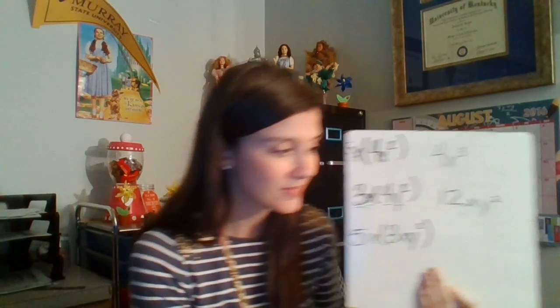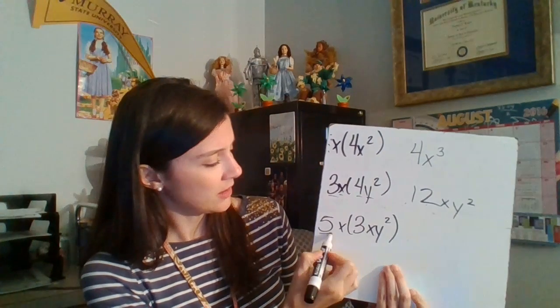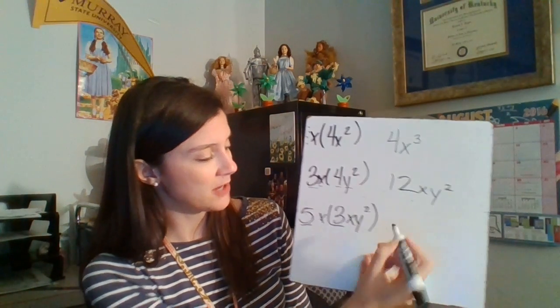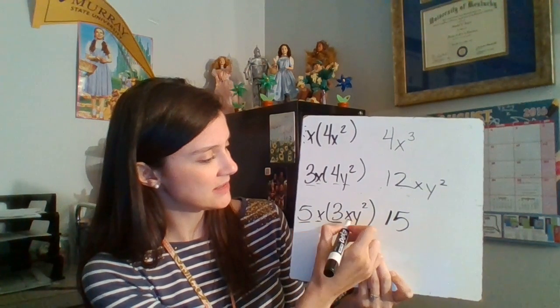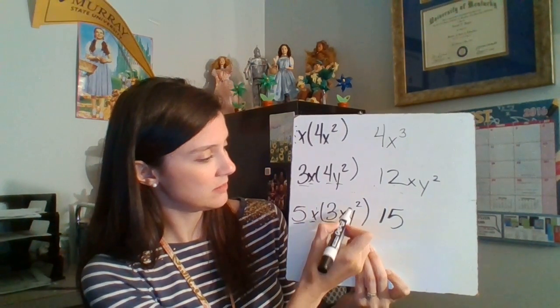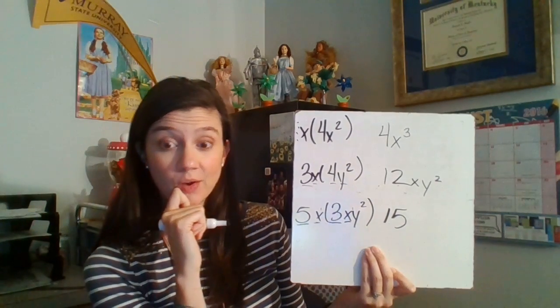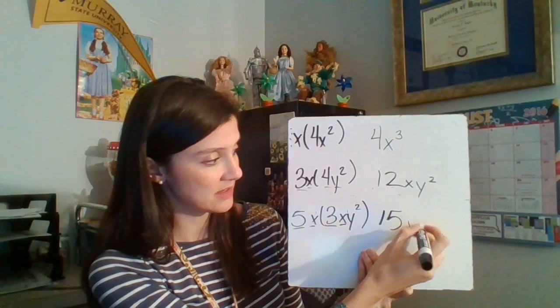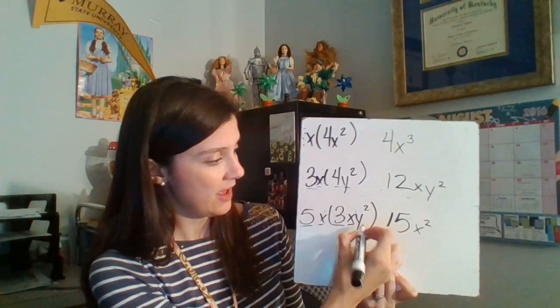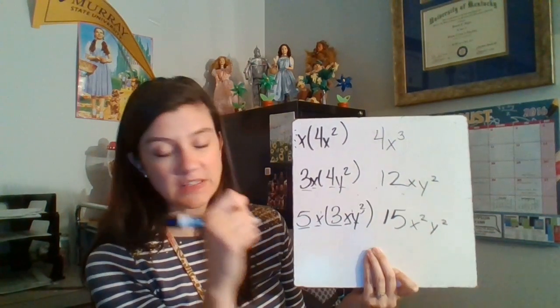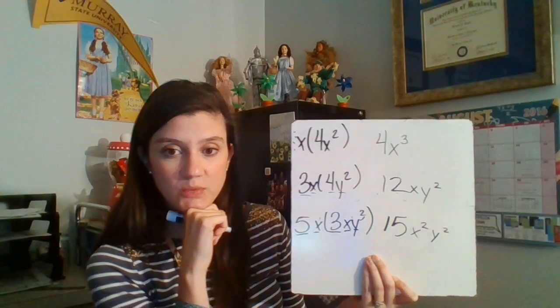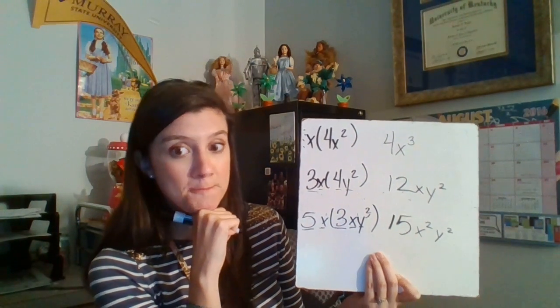Maybe? That last one, again, the coefficients, 5 times 3 is 15. We've got an x and an x, x to the 1 and x to the 1, so that becomes x squared, and then our y squared. 15x squared y squared for that one, okay?